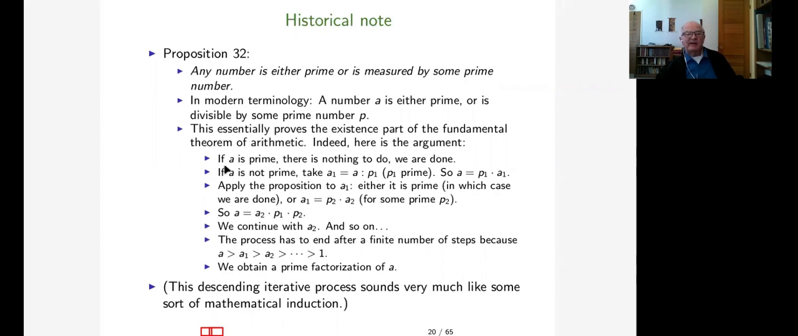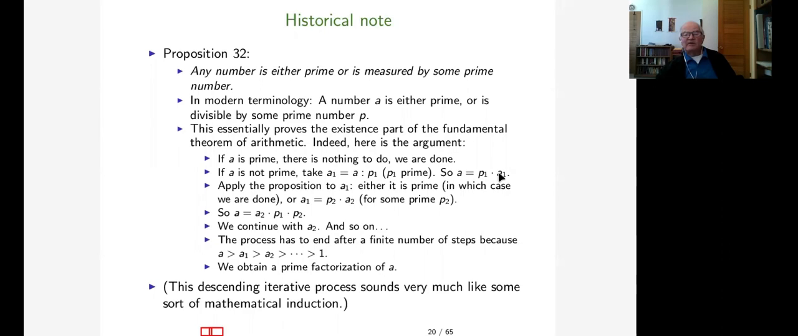And here is the argument. If I take a number, I want to show that I can factor it as a product of primes. And here is a proof. If A is prime, there is nothing to do because it's prime. But if it's not prime, then by definition, it can be divided by some prime number, P1. So then I take A1 to be A divided by P1. So A is P1 times A1.